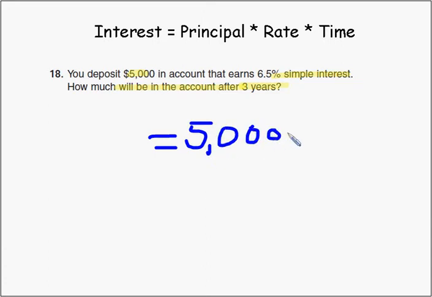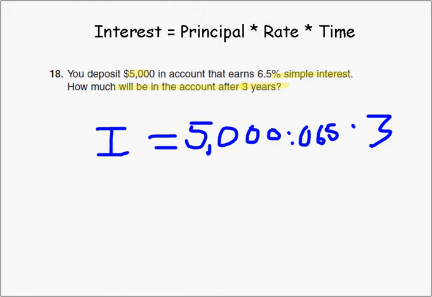And we see it's times 6.5%. We need to write that percent as a decimal. We move the decimal place 2 to the left. So it's 0.065. And we have the years, 3 years. Okay, so I'm going to try to write that a little neater. 0.065 times 3. And then we're going to figure out the interest we earned.